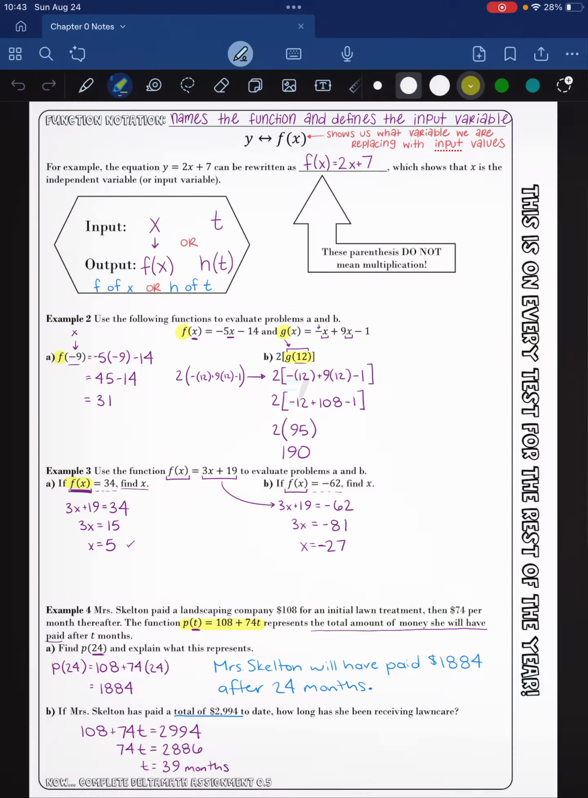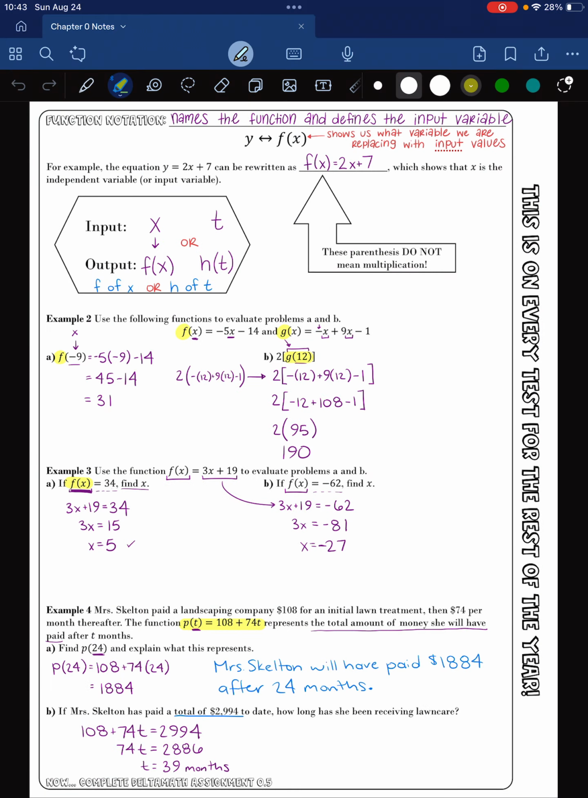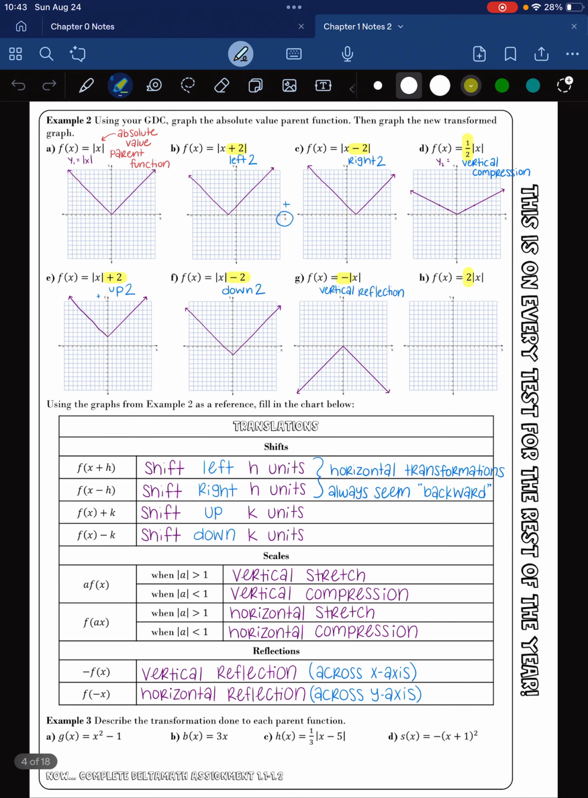So, uh-oh. My dog jumped on me. Let's make it back to, I closed out of my chapter 0 notes. Here we go, we're back in business.